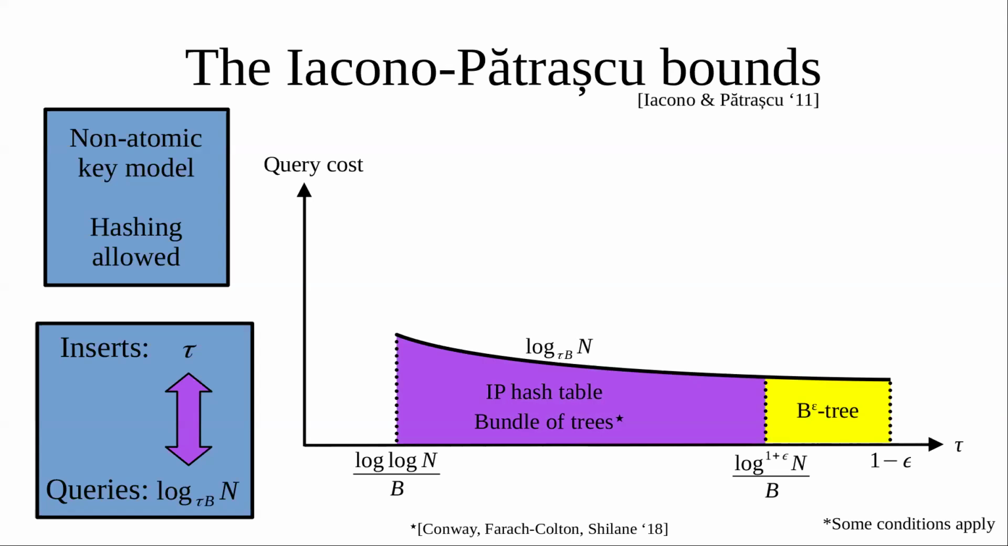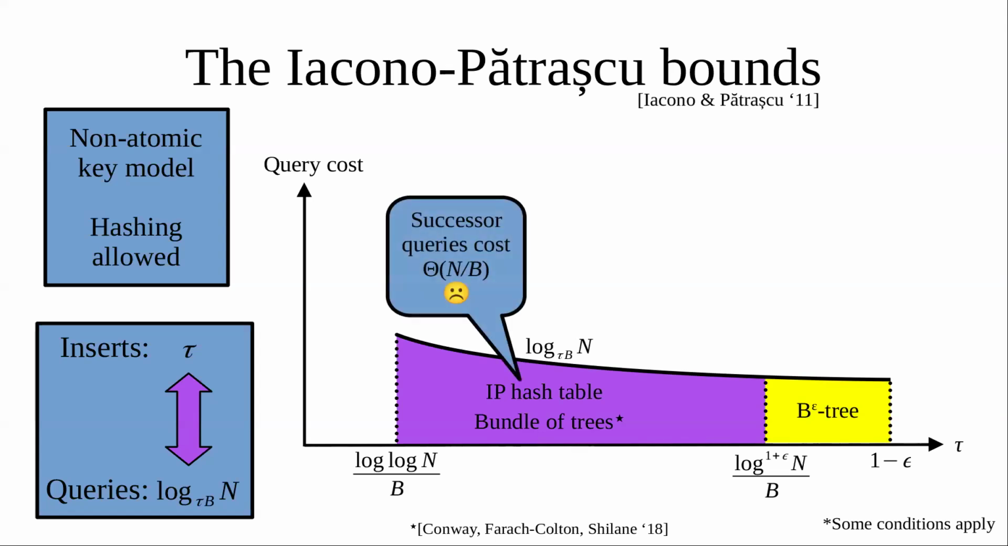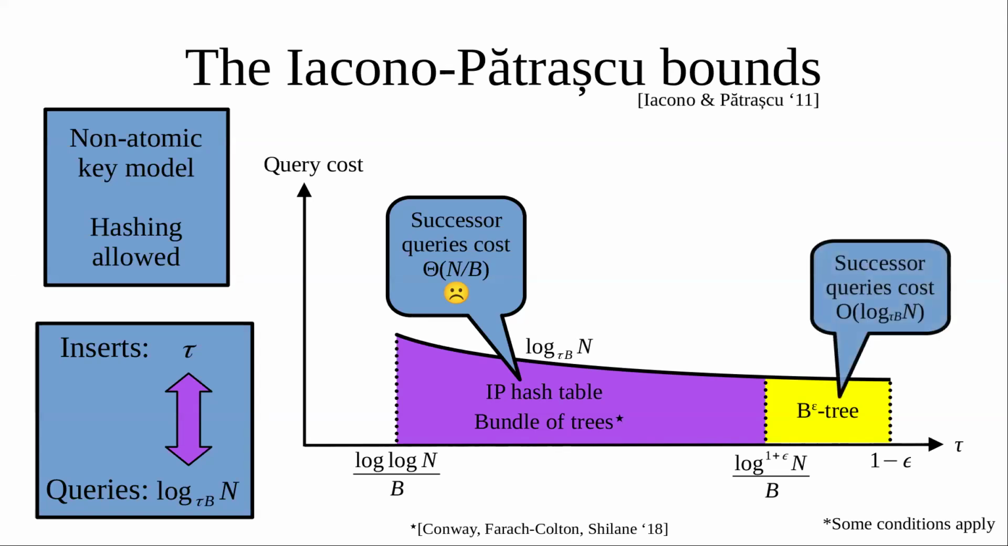But these constructions really are hash tables in every sense of the word, which means in particular there was no support for successor queries. You would have to scan your entire data structure. That's how you did a successor query. So they would take linear time to answer successor queries, whereas remember that the B epsilon tree still had logarithmic time to do a successor query.